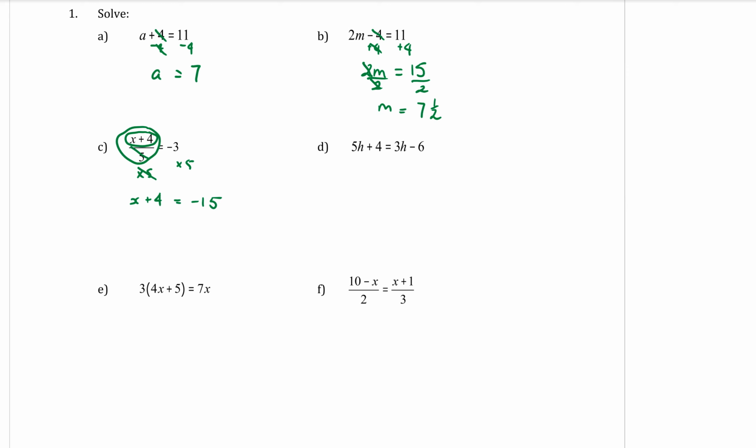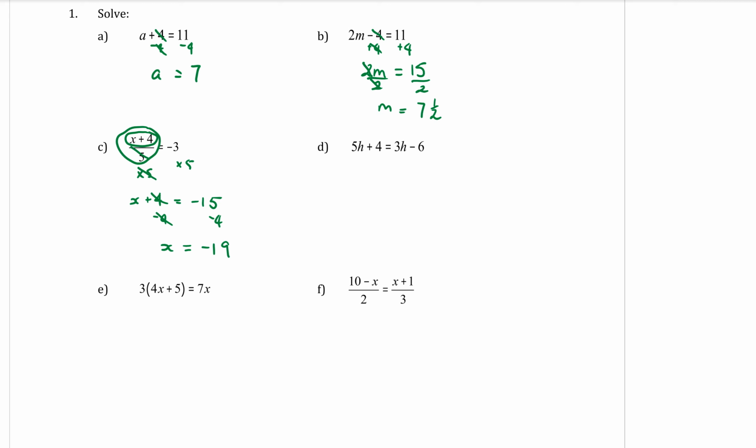Next step is to move the 4, so I want to subtract 4. Doing the opposite to both sides. Minus 15 minus 4 more is minus 19. So hopefully that's fairly straightforward so far.